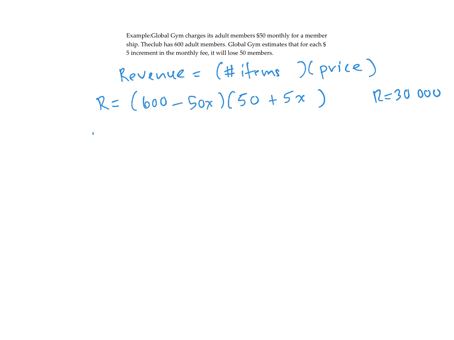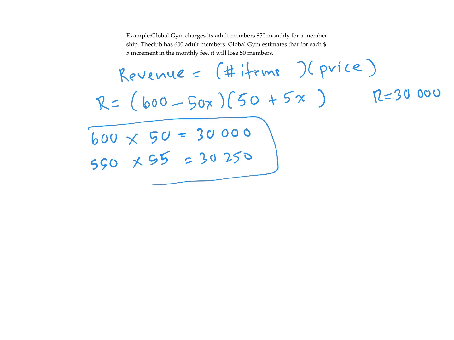So for example, 600 times 50 is $30,000. If I went up $5 to $55, now I'm only going to get 550 members because I'm going to lose 50 people. So now the revenue is $30,250. So even though I put the price up and I lost 50 members, I'm still making more money. So we want to figure out how much we can put the price up and still maximize revenue. So we don't want to do it by just estimating. We're going to do it algebraically.